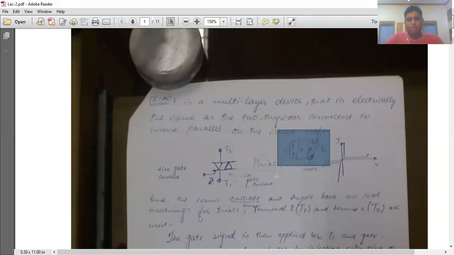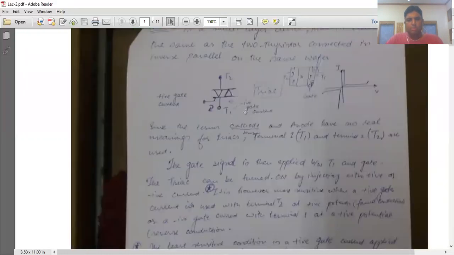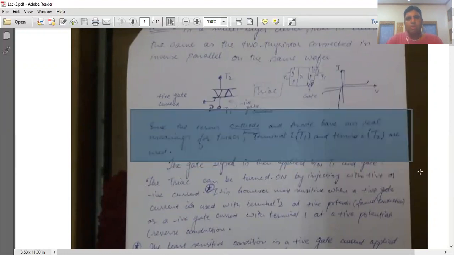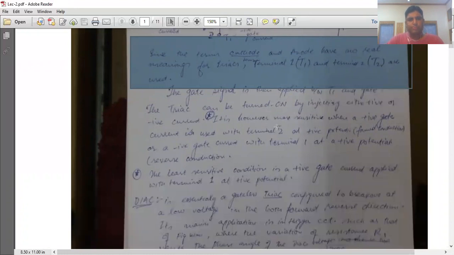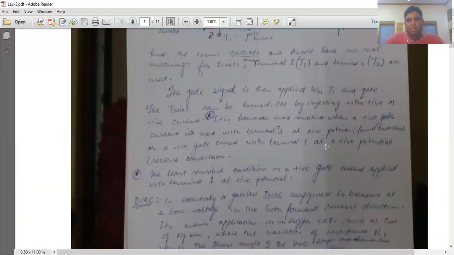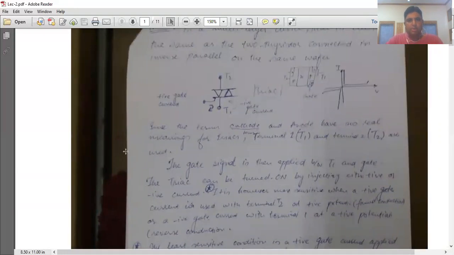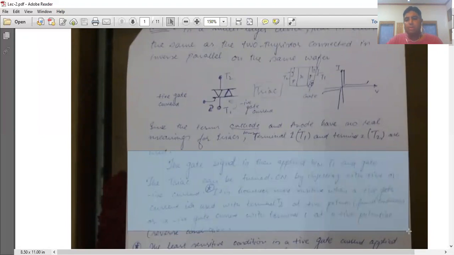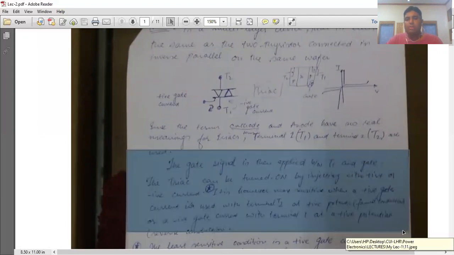So how does this triac turn on? Since the terms cathode and anode have no real meaning for triacs, terminal 1 and terminal 2 are used. The gate signal is applied between terminal 1 and gate, just like in a thyristor. In a thyristor, we apply the gate signal between gate and cathode. Here, the gate signal is applied between terminal 1 and gate. The triac can be turned on by injecting either a positive or negative current.